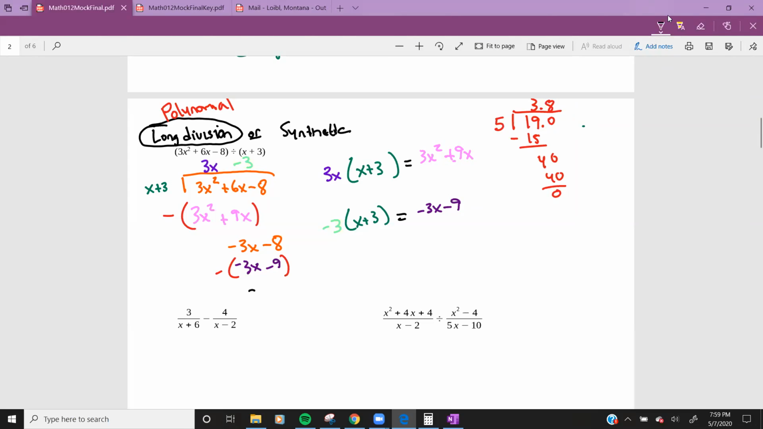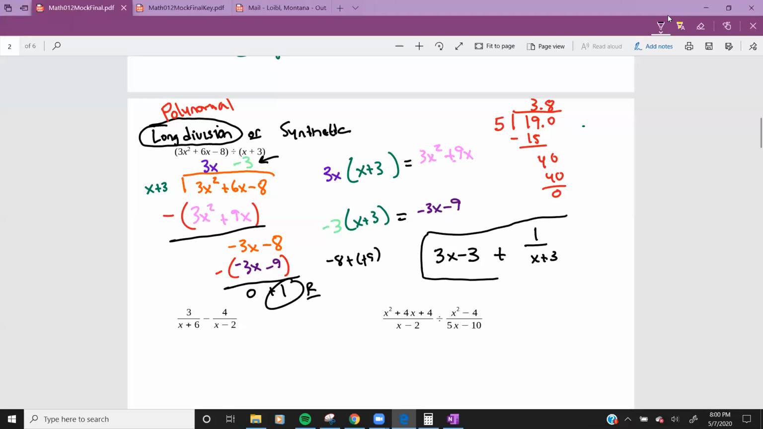So subtracting these, you get 0, negative 3x minus negative 3x. Here we got negative 8 minus a negative 9, right? So negative 8 minus a negative 9 is going to be a positive 1. Okay, so your remainder is 1. To write out this answer, it would be 3x minus 3, your quotient, plus your remainder of 1 divided by what you're dividing by, so x plus 3 here. And this right here is your solution.